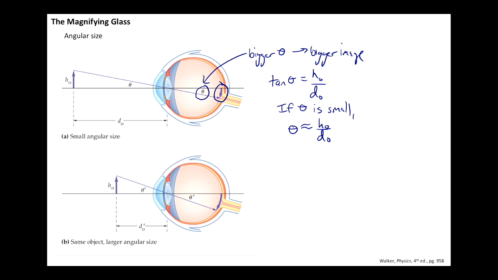So you can see in part B here, the exact same object, just moved closer, gives me a bigger image on the retina, which I perceive as being larger because now theta prime, the new angle, is bigger than theta. So we could say if the object moves closer, we get a bigger image, because theta prime is bigger than theta.